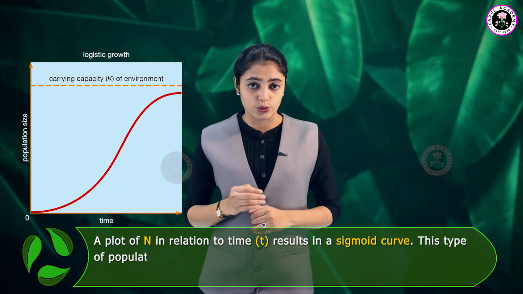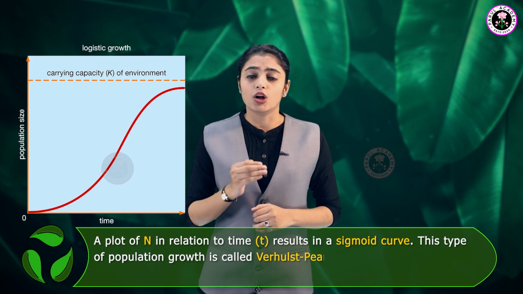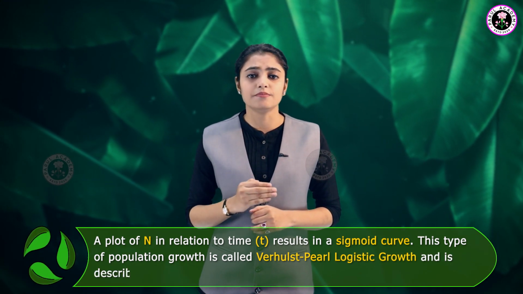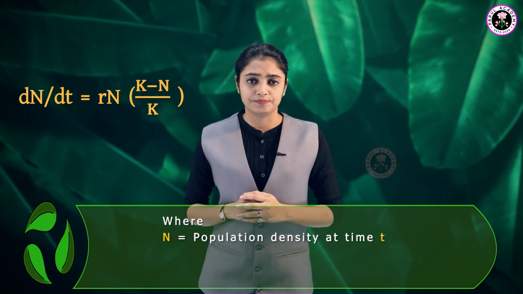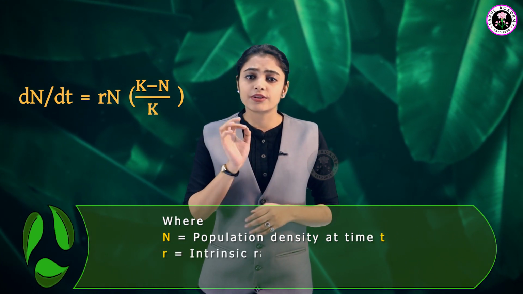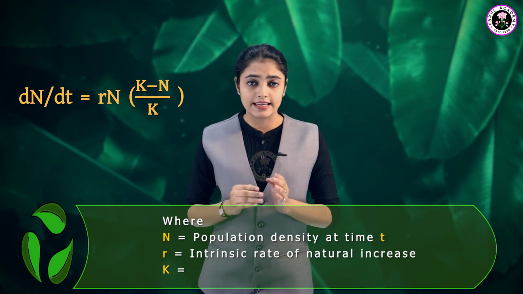This type of population growth is called Verhulst-Pearl logistic growth and is described by the following equation: dN/dt = rN (K - N)/K, where N is population density at time t, r is the intrinsic rate of natural increase, K is carrying capacity. Since resources for growth for most animal populations are finite and become limiting sooner or later, the logistic growth model is considered a more realistic one.